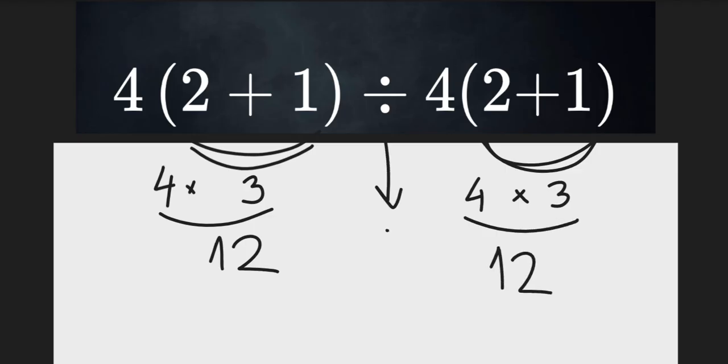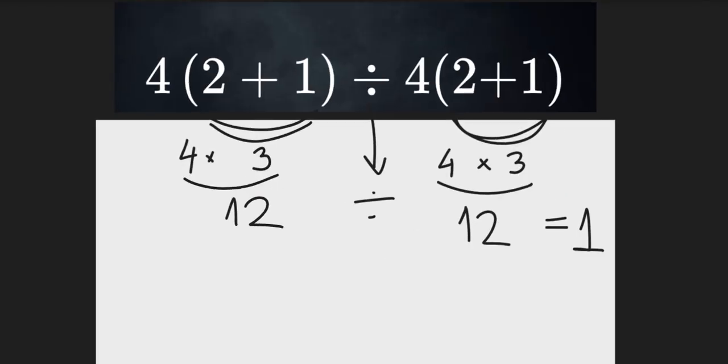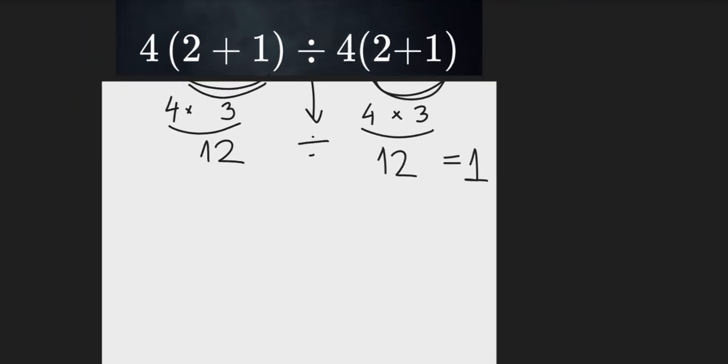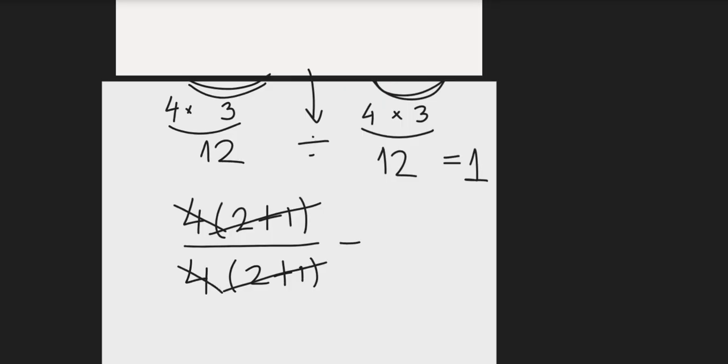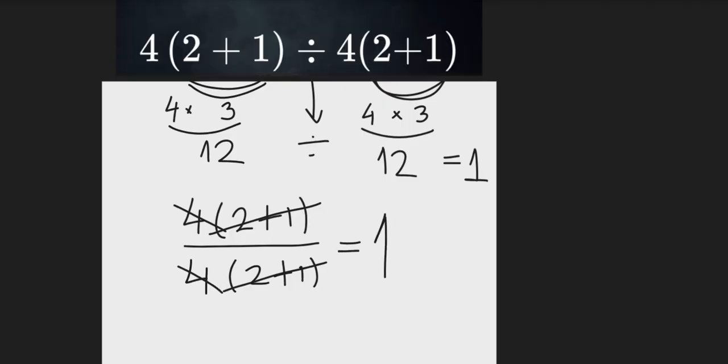And then there is division between them. So finally, 12 divided by 12 is equal to 1. Right? That's what most of us would think. Or some of us would write it using fractions, right? Some of us would say, 4 and 2 plus 1 over 4 and 2 plus 1, right? Because division is over. So then this and this can be cancelled out. 4 and 4 can also be divided by 4.